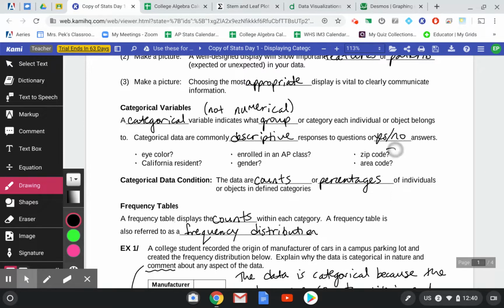These ones are a little tricky because zip code and area code are numbers. But if you think about it, those numbers aren't measurements of anything. Having an area code or a zip code, like area code 916, it's not like 916 things that you counted. It's just a label. So because it's just a label, even though it's numbers, it's actually a categorical variable.